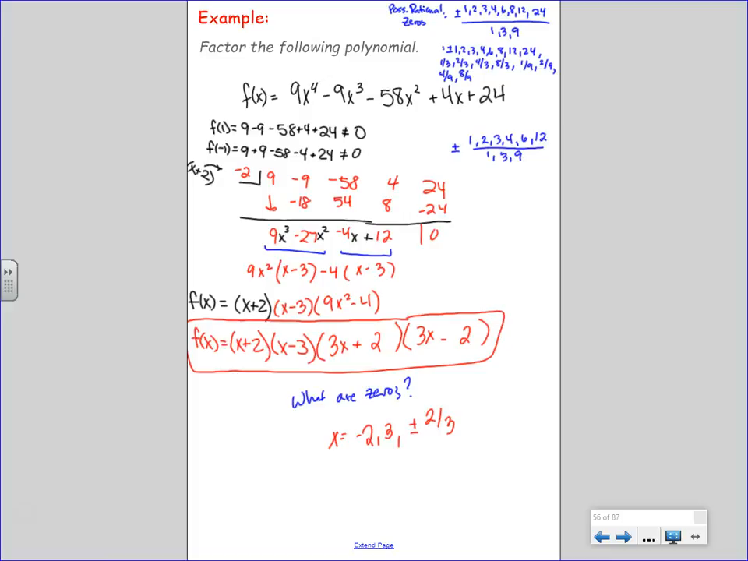Questions, Austin? There's 4 zeros because the degree is 4, right? Yes. But remember, those 4 zeros don't all have to every time be real. Sometimes they can be imaginary. All right. Guys, let's get back in our notes.